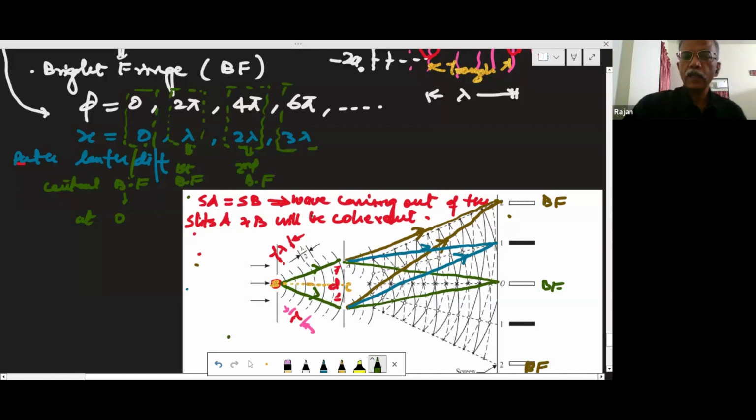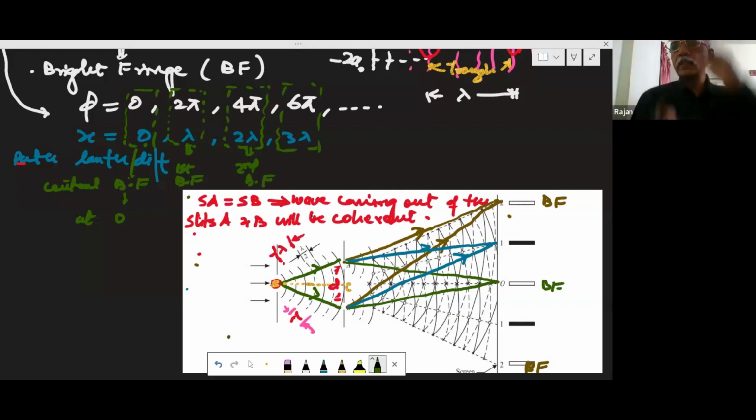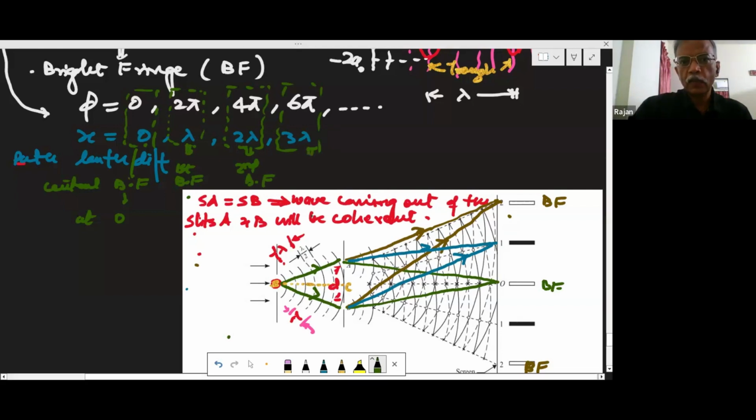Got it? So we can get alternate fringes. Many will come, and they are very close to each other. For our convenience, we are showing this much so that we can understand, but they come in mm. If I'm taking say 10 centimeters of the screen, so many fringes will come in that. Just an idea. This way, the next set will give you the third bright fringe, similarly we can have the fourth bright fringe.